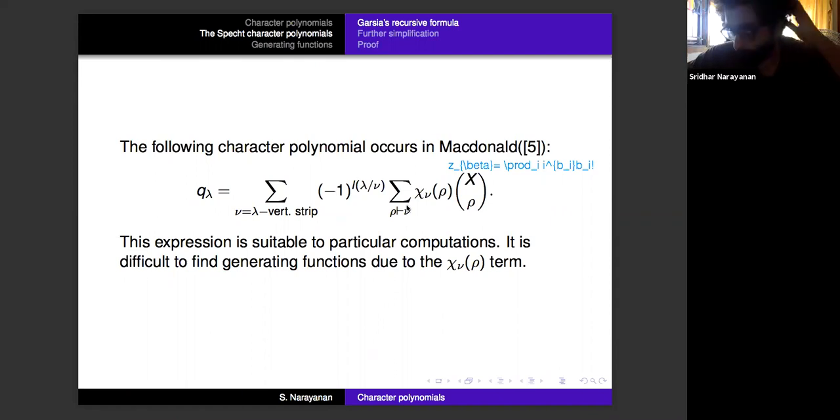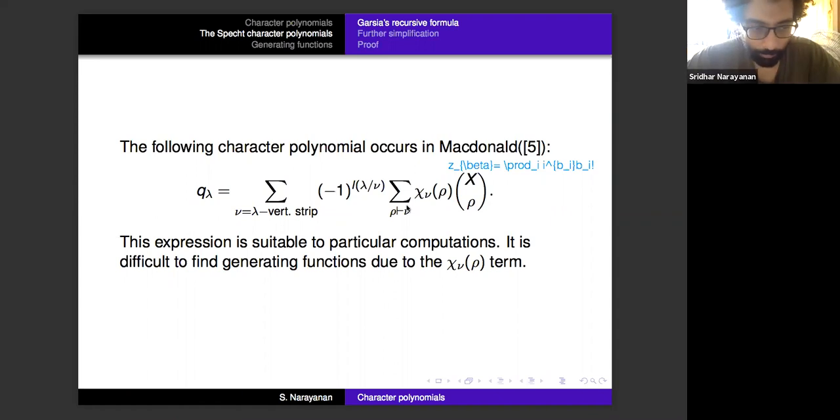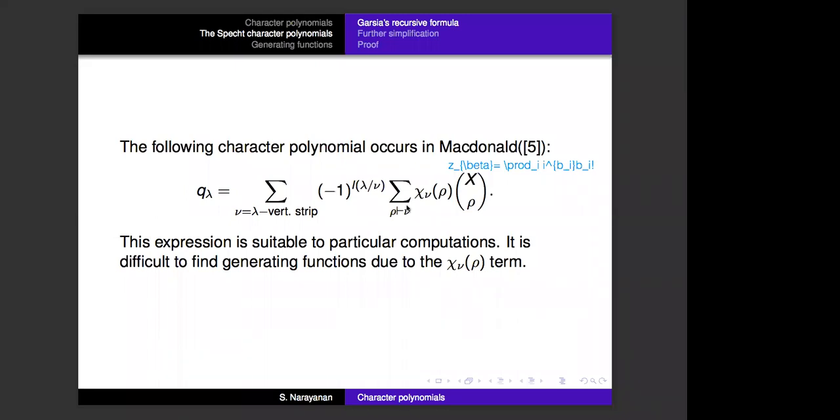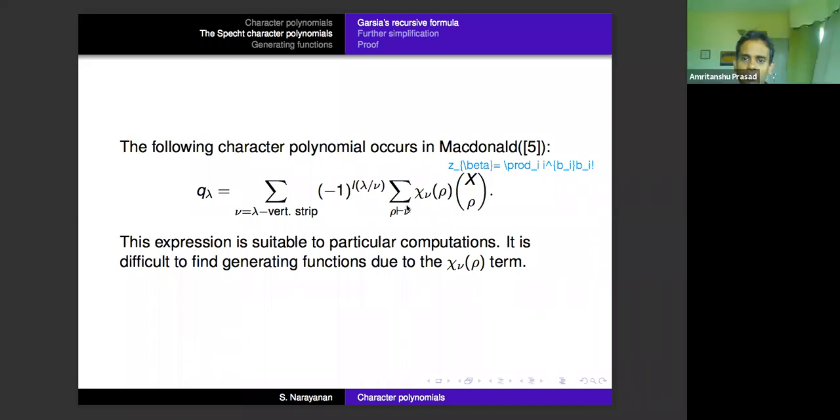When it's two rows of rectangular shape, so lambda one equals lambda two, you could remove a vertical strip by removing a cell from the second row, or by removing the last cell from both rows, or by not removing anything at all. You can also remove a cell from the first row if it's strictly longer than the second row.